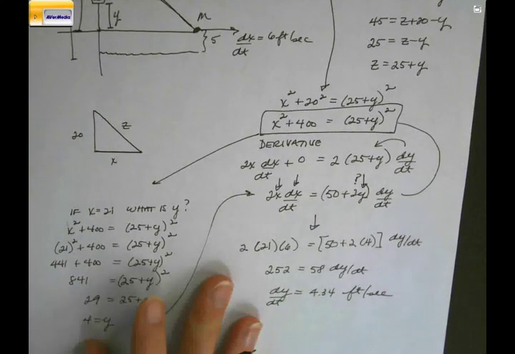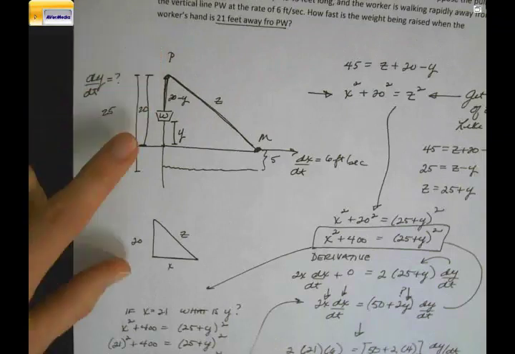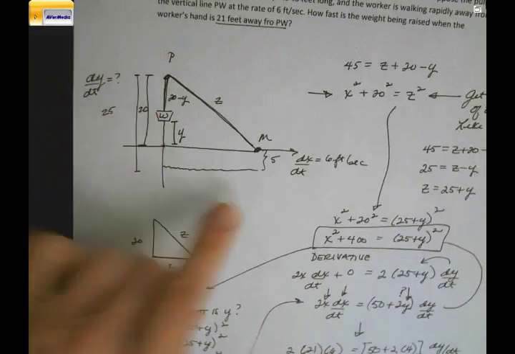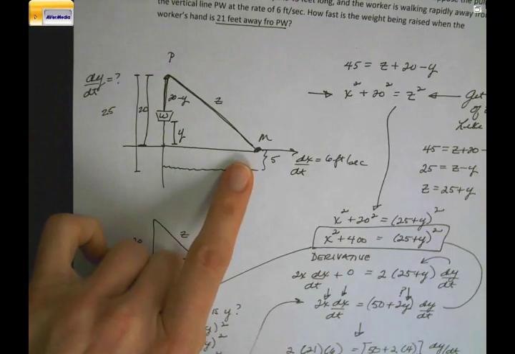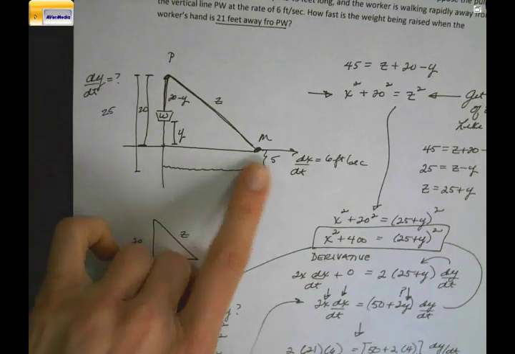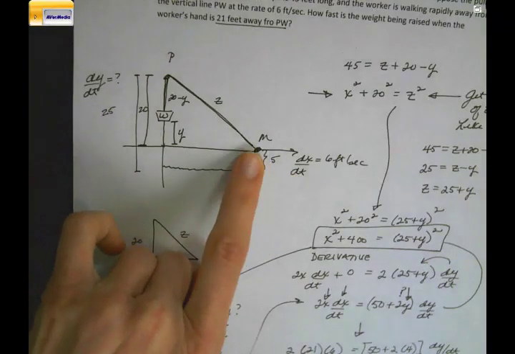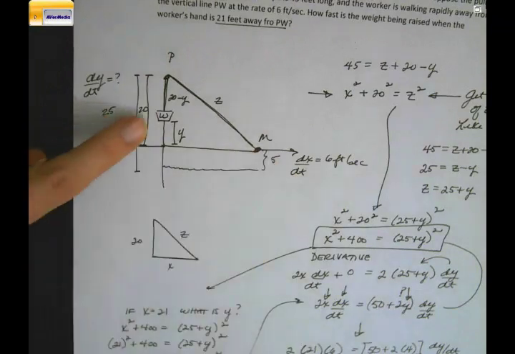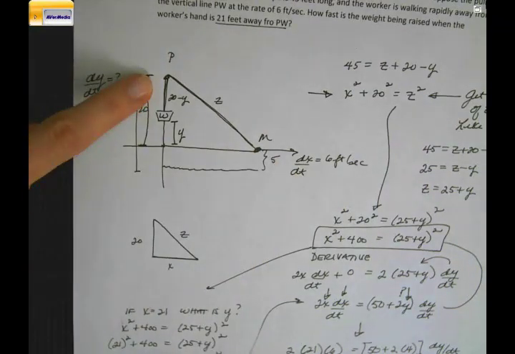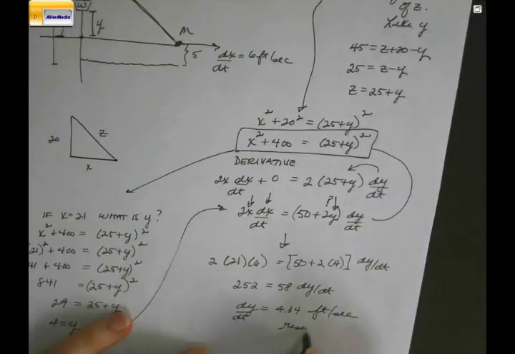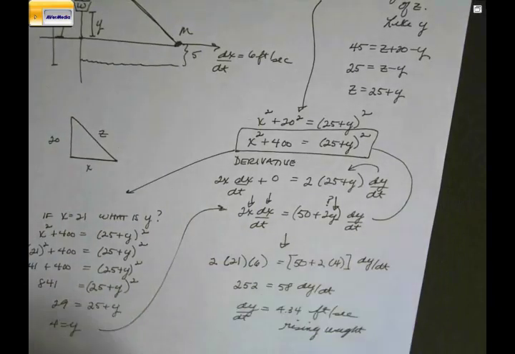Now look at your diagram, if you can find the diagram up here. dy/dt is how fast vertically the weight is moving up toward the pulley. So you're moving upward. When this guy is rapidly walking with the pulley to the right, must not be a whole lot of weight for him to pull it quite that easily, then this weight is lifting at a rate of 4.3 feet per second. Rising. Okay, that's what's going on.